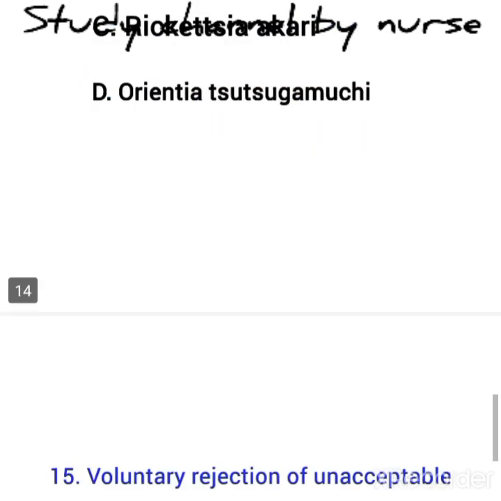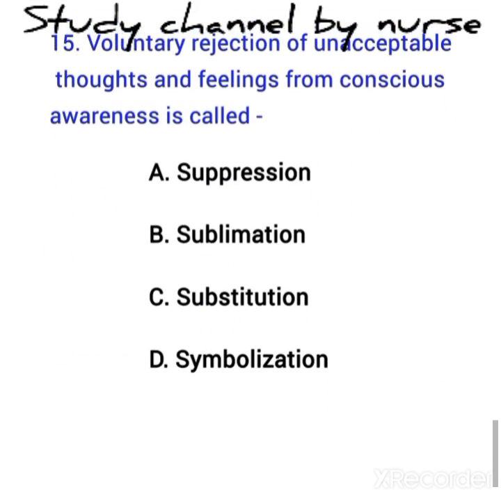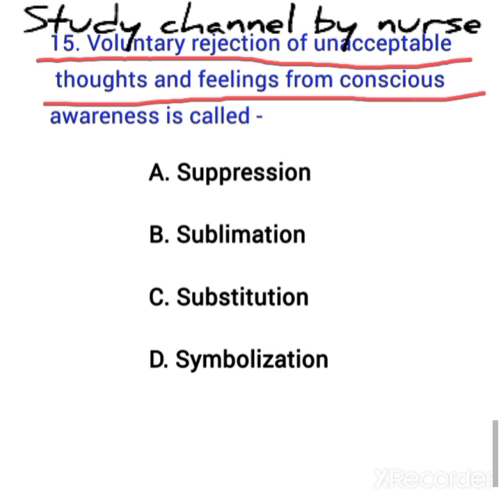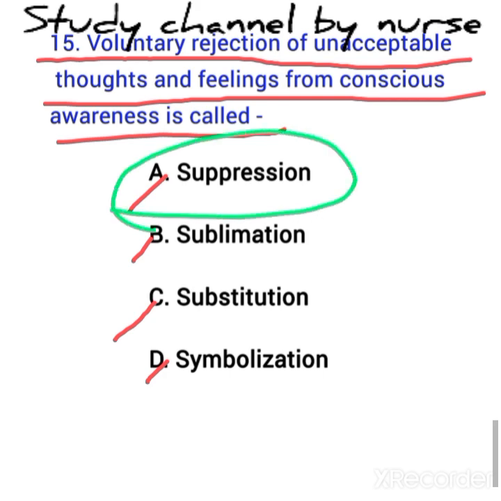Next, question number 15. Voluntary rejection of unacceptable thoughts and feelings from conscious awareness is called option A suppression. Option B sublimation. Option C substitution. Option D symbolization. And the correct answer is option A, suppression.